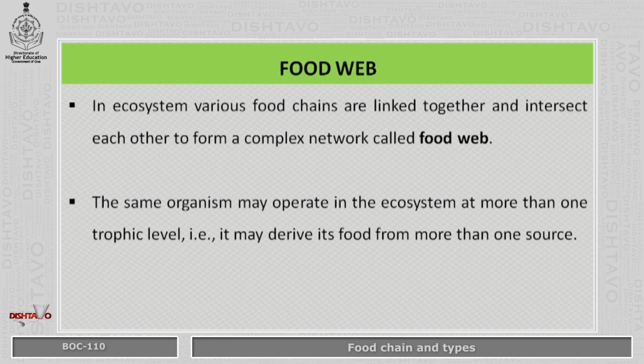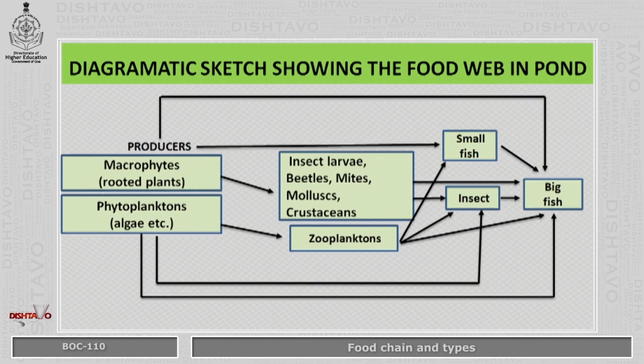Coming to food web. In an ecosystem, various food chains are linked together and intersect each other to form a complex network of food web. So, food web is nothing but a network of food chains which are clubbed together. The same organism may operate in the ecosystem at more than one trophic level, that is, it may derive its food from more than one source. So, this is a diagrammatic sketch which shows different food chains linked together to form this food web.